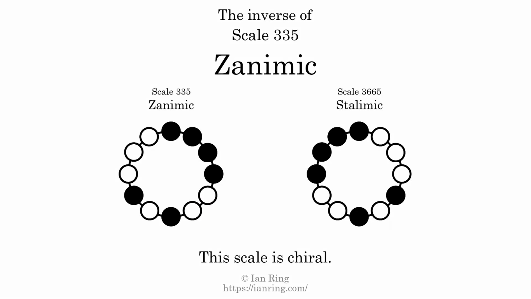The inverse of a scale is a mirror image. It is what you get when the sequence of intervals is reversed. The inverse of this scale is scale 3665, also known as Zanimic.